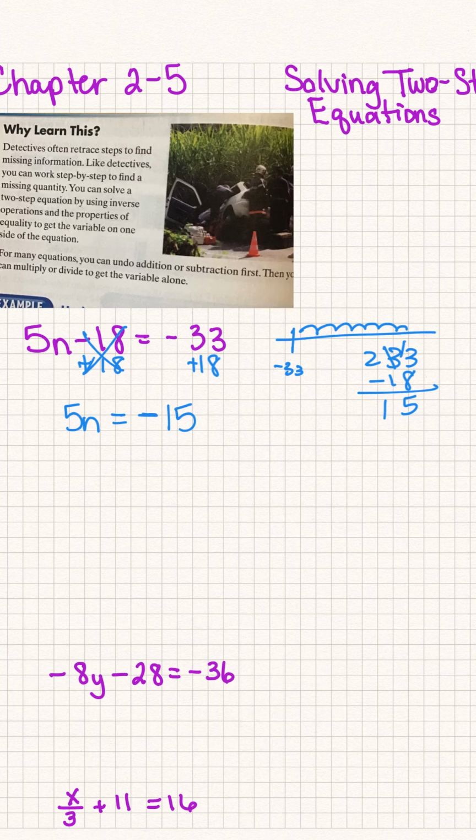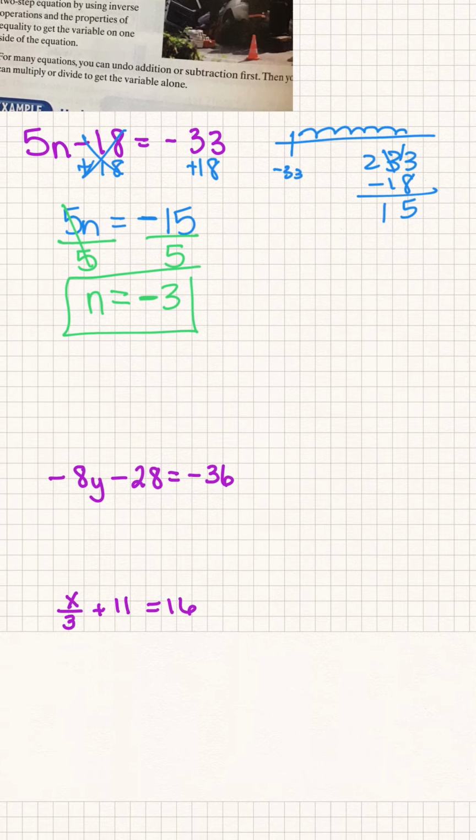To get rid of the 5, right now it's being multiplied. The opposite of multiplying is dividing. That's going to equal 1, therefore the variable n is left by itself. A negative divided by a positive is going to equal a negative. 15 divided by 5 is 3. So n equals negative 3.